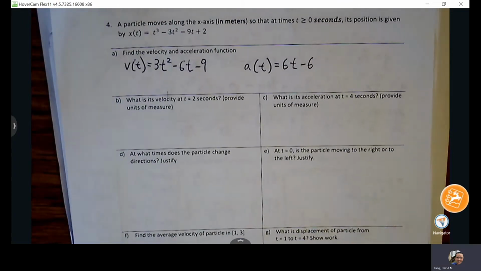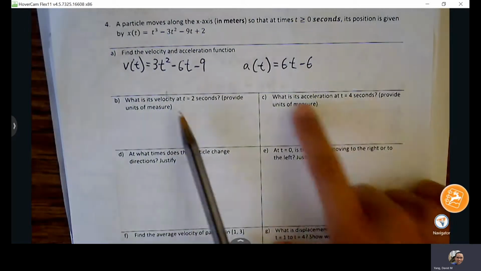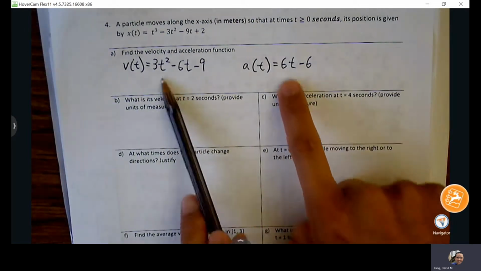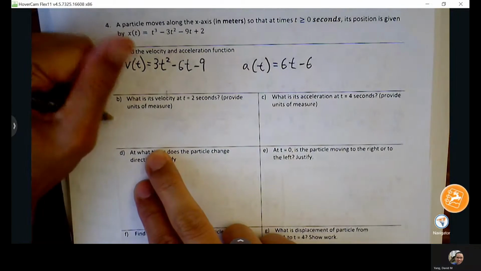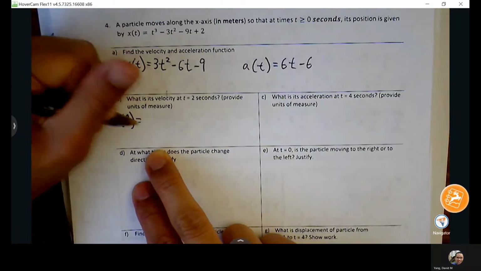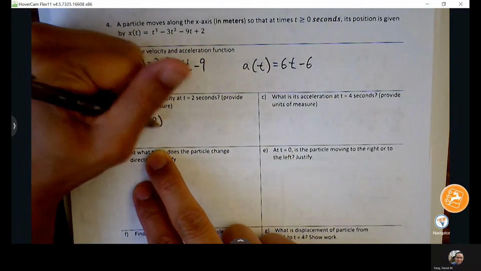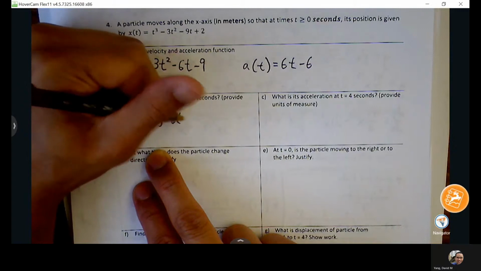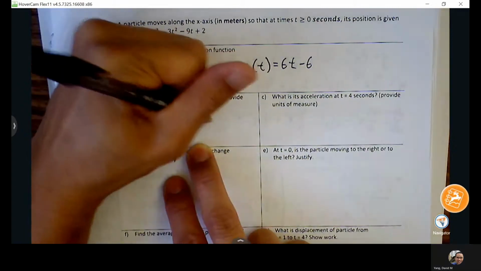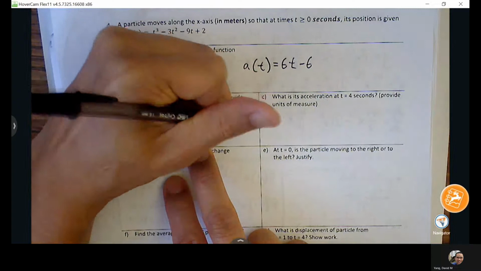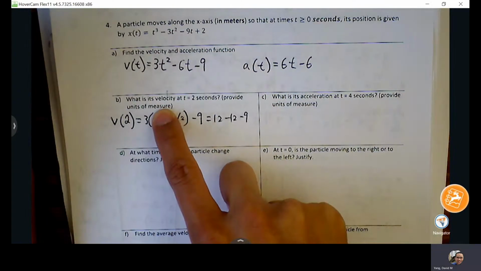Okay, part B. What's the velocity at 2 seconds? What's the acceleration at 4 seconds? We can just insert t into the appropriate functions. Include units of measure.